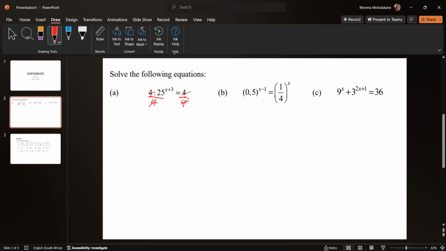Sharp. Now you have 25 to the power x plus 3 equals 1. I know I'm slow, though. I should have changed the 25 into a 5. So it's going to be 5 squared equals 1. So you have 5 exponent, the 2 affects both. So you have 5, 2 exponent x plus 6. This is equal to 1.